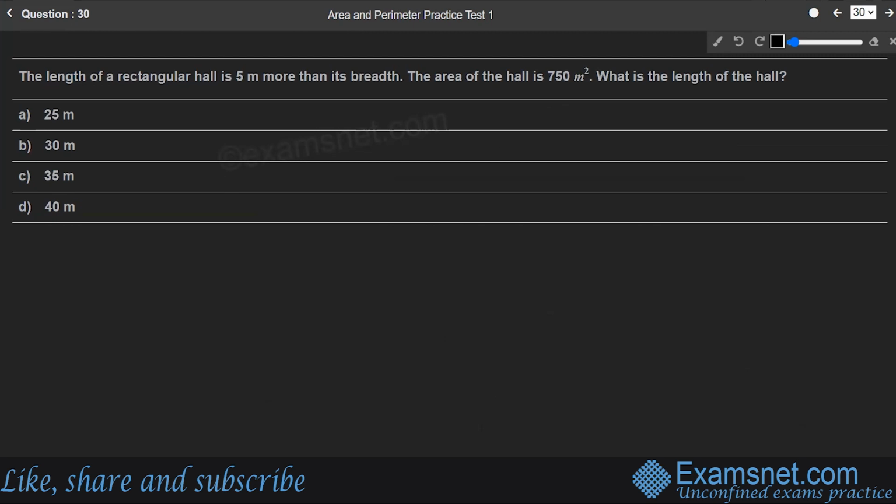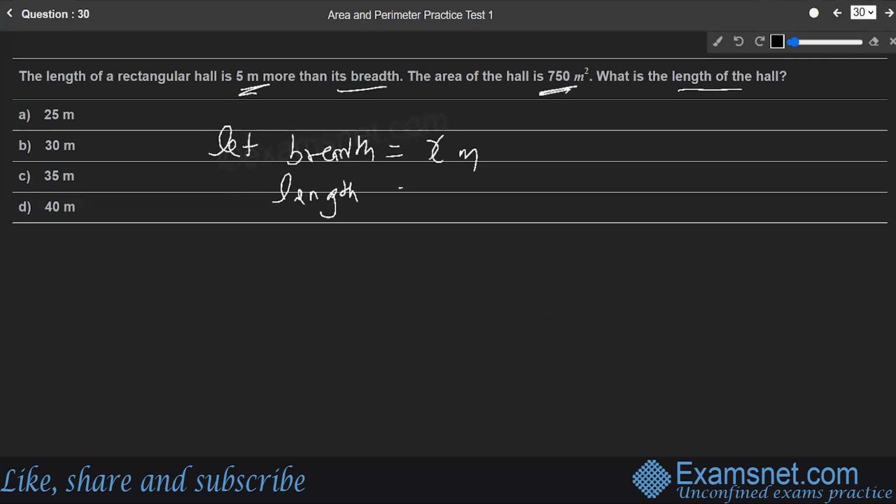Now, the length of a rectangular hall is 5 meter more than its breadth. The area of the hall is 750 meters square. What is the length of the hall? So in this case, we assume either the length or the breadth. The length is 5 meter more than its breadth, so it's better to assume the breadth. Let's say the breadth value is x meter. So the length value will be how much?